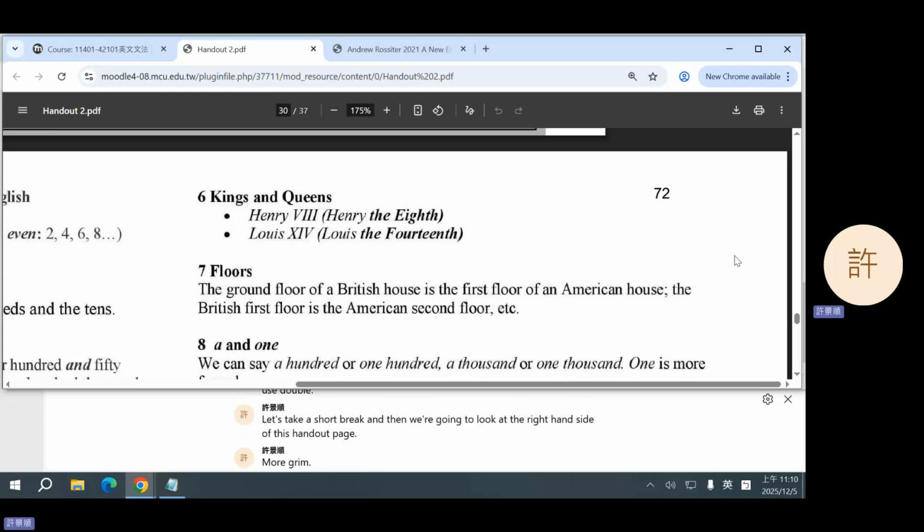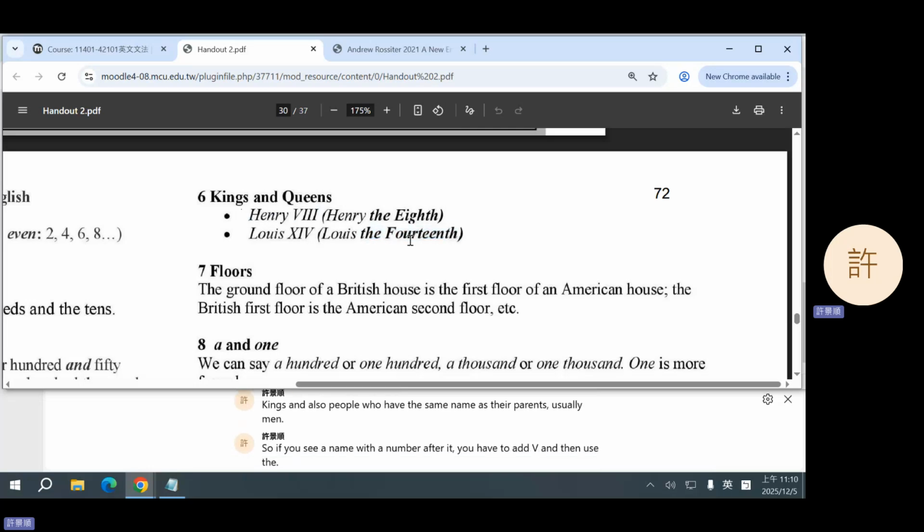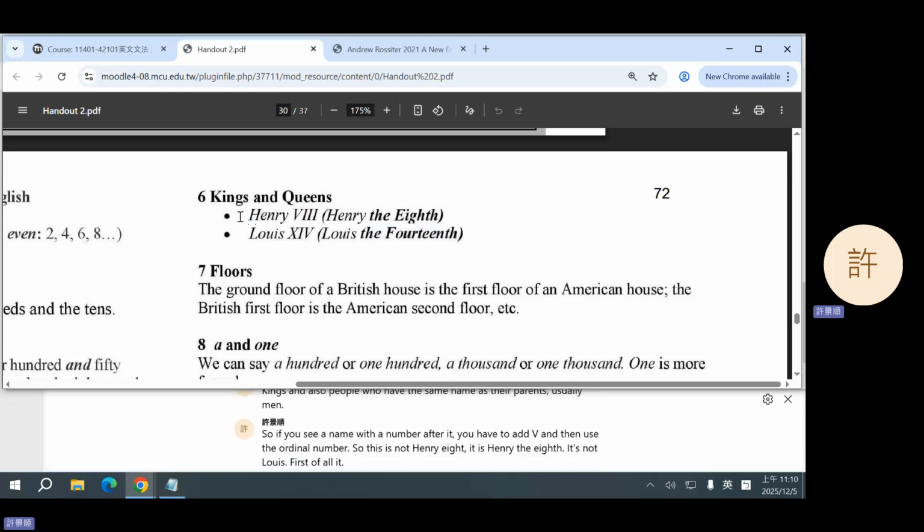More grammar. Page 72 on the right-hand side. Kings, and also people who have the same name as their parents, usually men. So if you see a name with a number after it, you have to add "the" and then use the ordinal number. So this is not Henry VIII, it is Henry the Eighth. It's not Louis XIV, it's Louis the 14th.